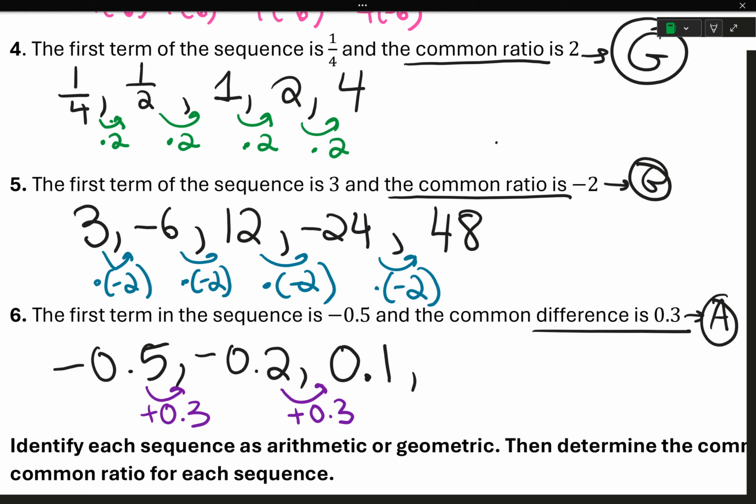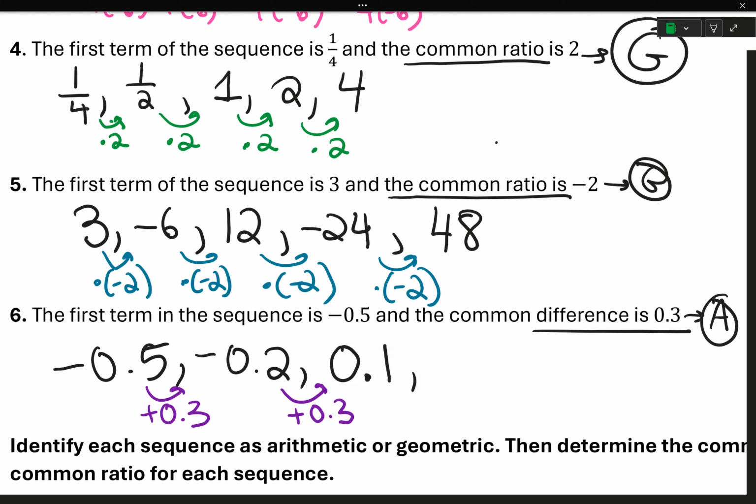For the last few problems, what we're going to do is identify whether each sequence is arithmetic or geometric, and then determine its common ratio or common difference for each sequence. I personally like to start with arithmetic and check it out because I think it's pretty easy, and it really only gives us one other option. It doesn't matter which one you try first, honestly. That's just what I like doing.